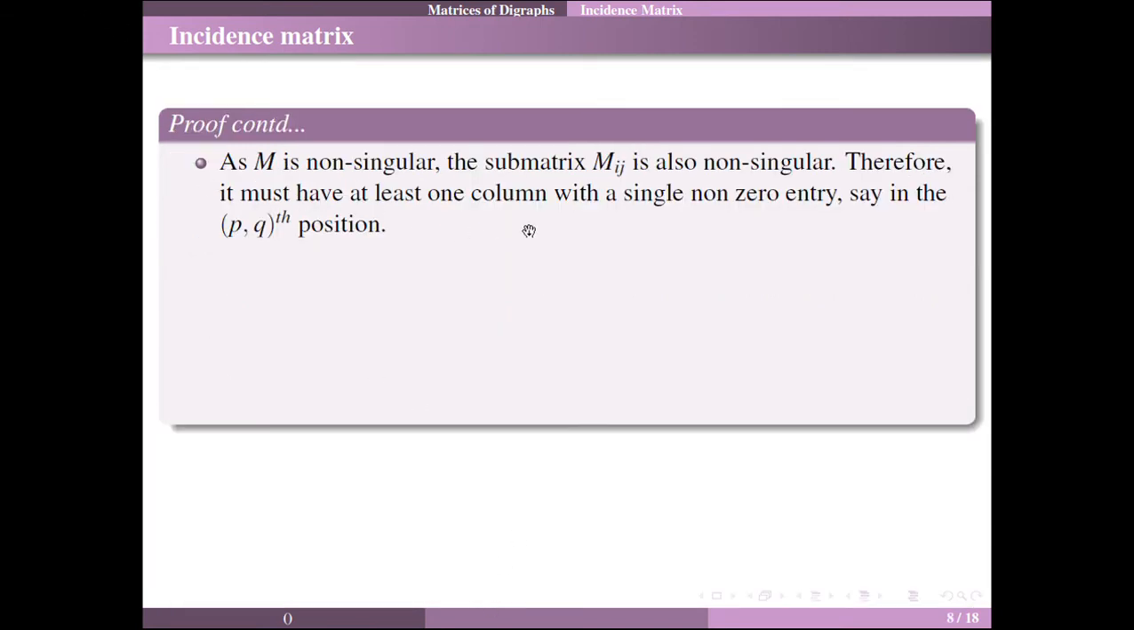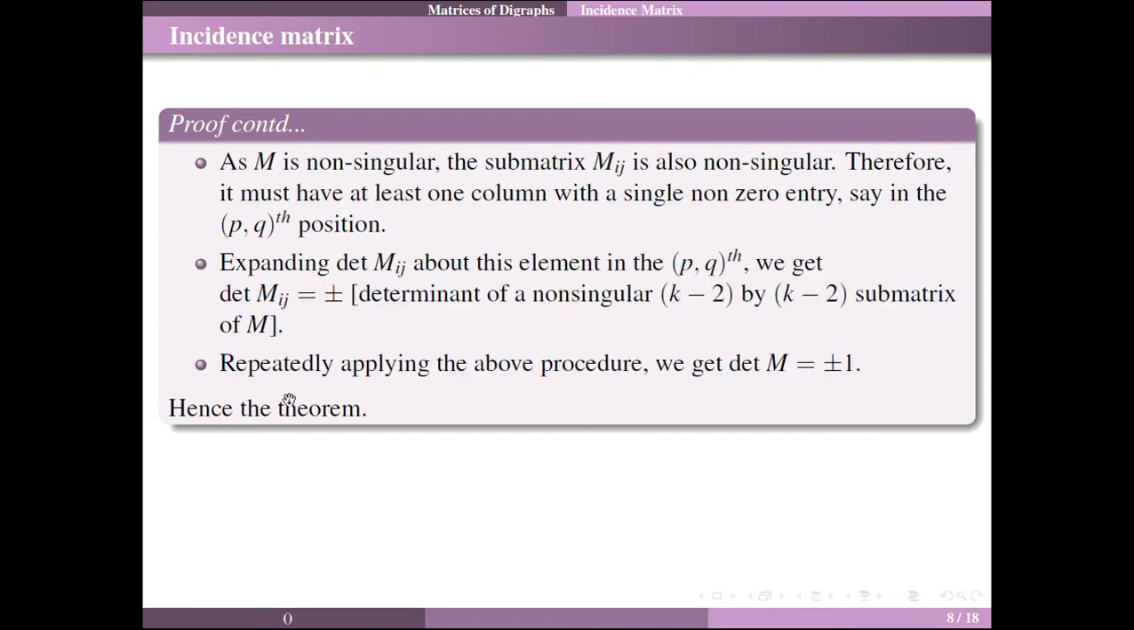Since M is non-singular, it is clear that the submatrix Mij is also non-singular, and hence it must have at least one column with a single non-zero entry, that is either plus 1 or minus 1. Suppose it is in the pkth position, then expanding this determinant Mij about this element in the pqth position, we get determinant of Mij is equal to, again, plus or minus determinant of a non-singular k minus 2 by k minus 2 submatrix of M.